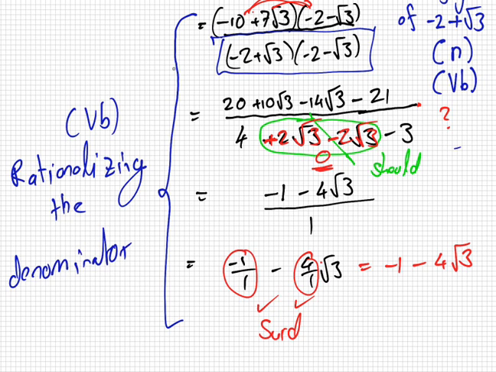Because what has happened is, here it's a surd, and here it is not. So the verb rationalize means to go from surd to non-surd. So we say rationalizing the denominator, going to non-surd.